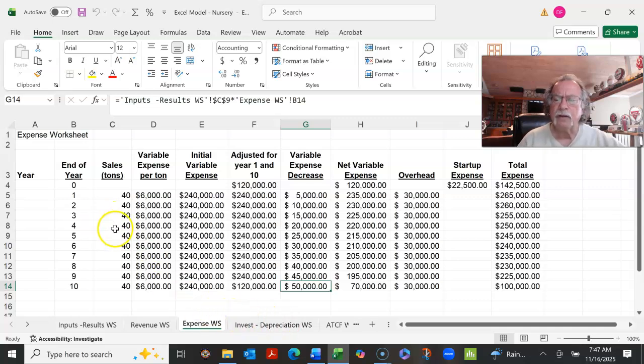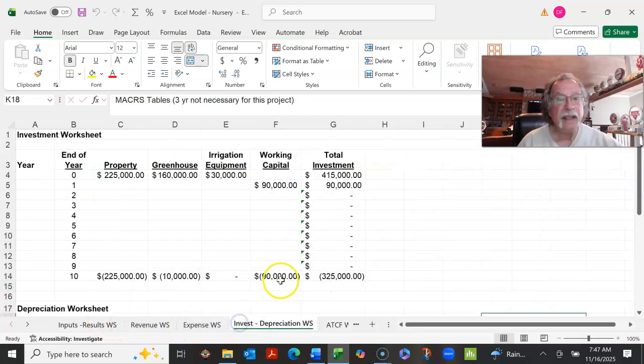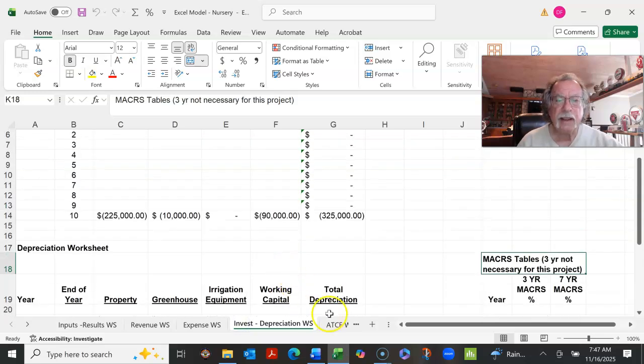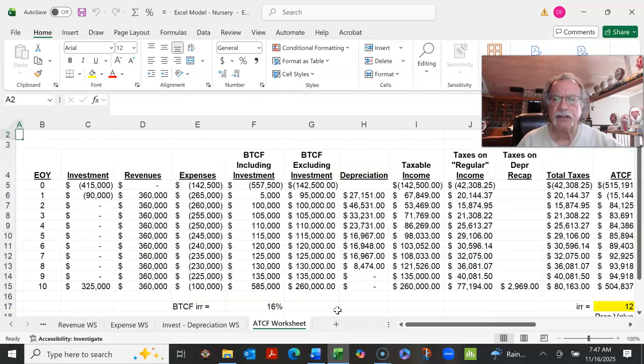So what I'm looking for is we have our input worksheet, our revenue worksheet, expense, investment, and now depreciation. And I'm looking for the after-tax cash flow worksheet. Now all of these numbers are built from the prior worksheets that you put together. So we've got the investment worksheet, that these feed directly from the investment worksheet. We have our revenue worksheet and our expenses worksheet. So it's very easy to compute our before-tax cash flow, including investments.